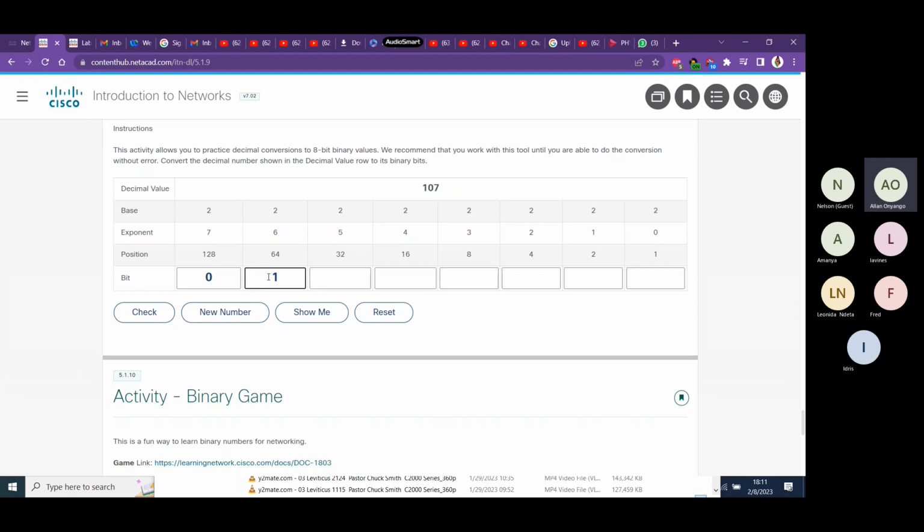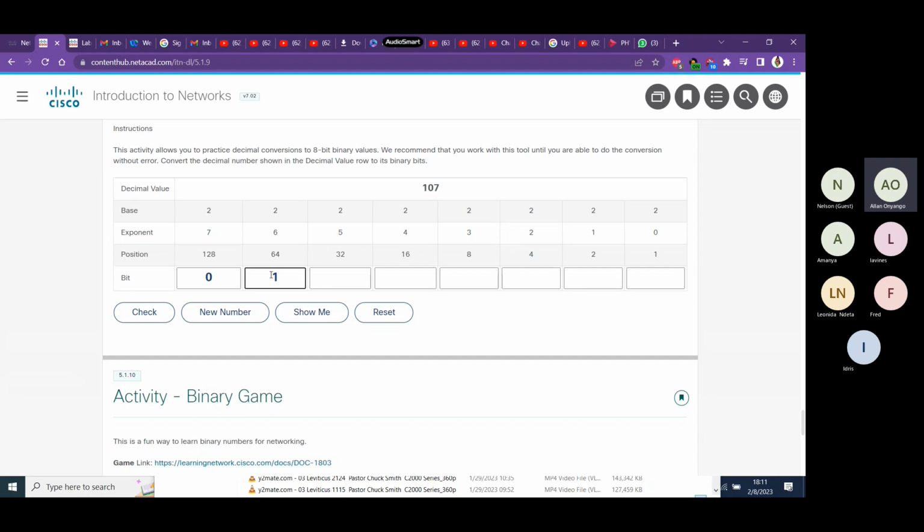64 is actually 43. So you're going to need to do a quick calculation, maybe you can do that in your exercise book or something like that, so that you get it very fast. 107 minus 64, since 64 is smaller than 107, the difference is 43. And 43 is a very interesting number because your objective is to reduce that number in such a manner that you are able to get among 32, 16, 8, 4, 2, 1. Which numbers can we add to get 43?